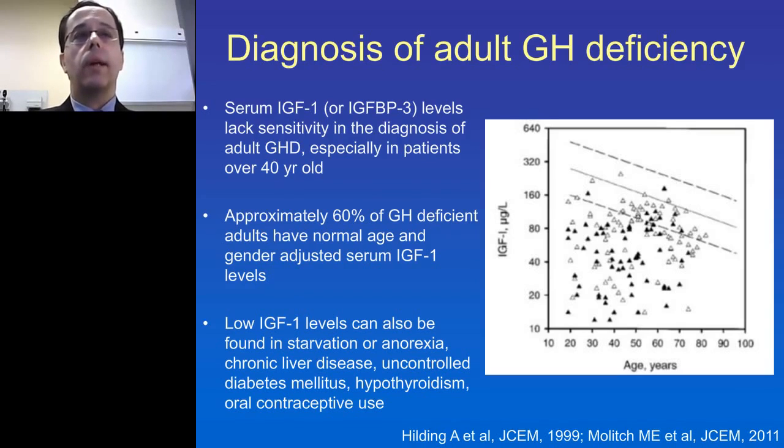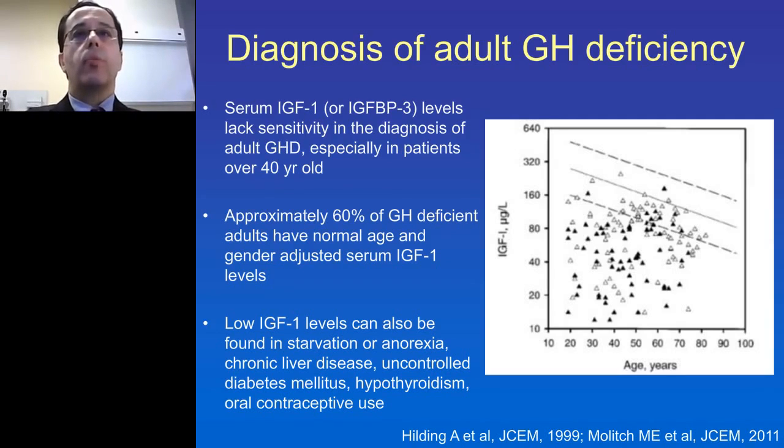However, particularly among patients who are over 40, up to 60% of these patients may have normal age and gender-adjusted IGF-1 levels. In addition, we need to consider that IGF-1 levels can be low in patients who have anorexia nervosa during starvation, acute critical illness, liver disease such as cirrhosis, uncontrolled diabetes mellitus, hypothyroidism, or women taking oral estrogen-containing contraceptives.